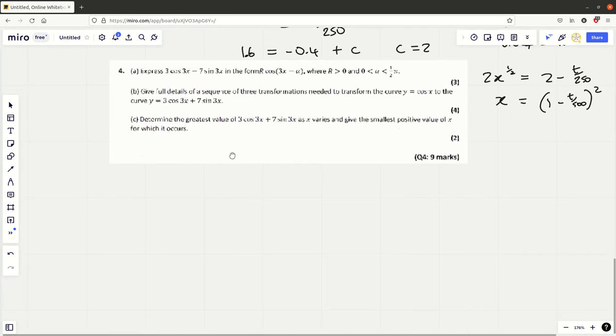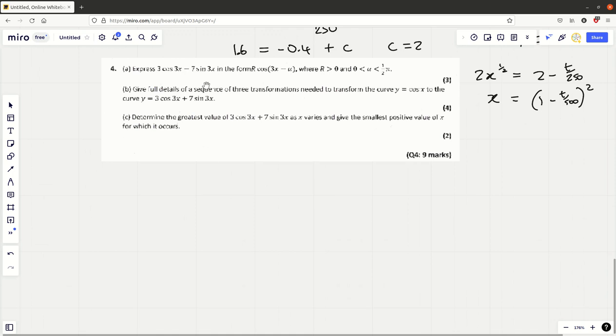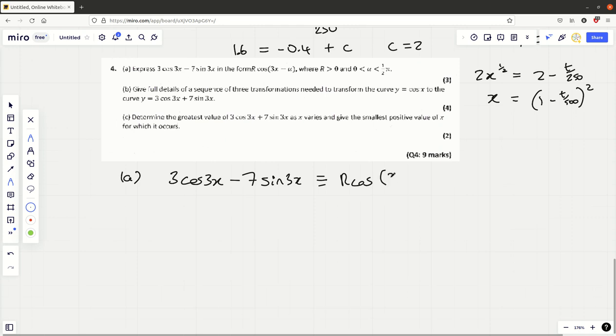Okay, let's do one more. And this one hasn't actually appeared quite nicely on my screen, but I think I can just about make out what it says. So we've got 3 cos 3x minus 7 sine 3x. And this is a basic technique. They love these r cos and sine alpha questions. Now we're going to express this in the form r cos (3x minus alpha).